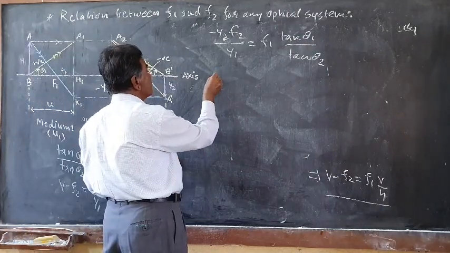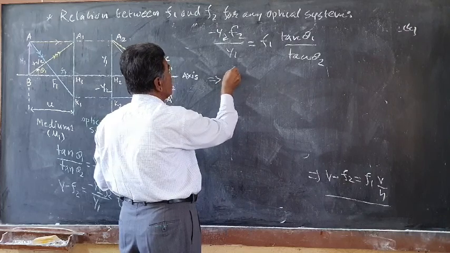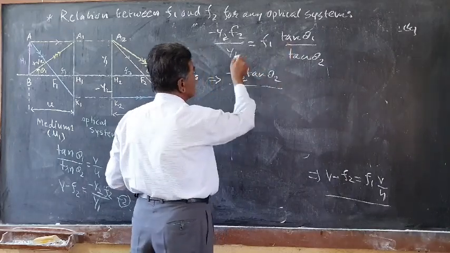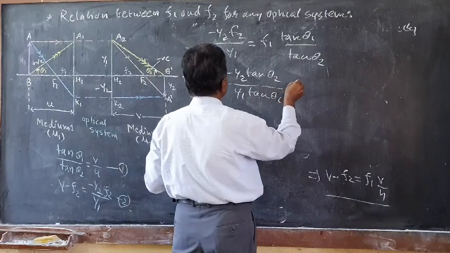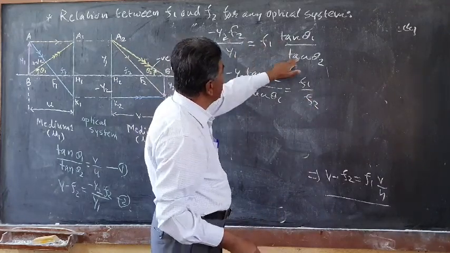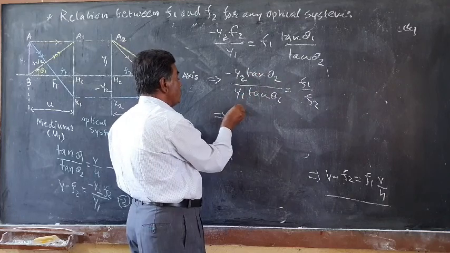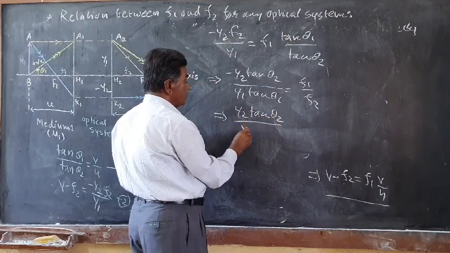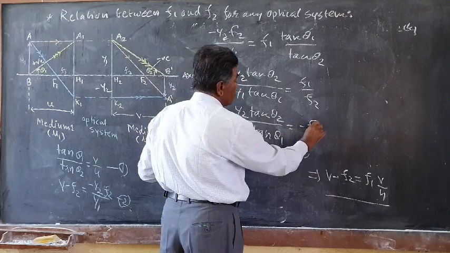So this equation can be written in the usual form. The tan theta 2 we will take here. So minus y2 tan theta 2 divided by y1 tan theta 1 will be equal to F1 divided by F2. Tan theta 1 goes here, tan theta 2 goes to the upper side, and F2 is here. We change the sign to this side. So y2 tan theta 2 divided by y1 tan theta 1 will be equal to minus F1 divided by F2.